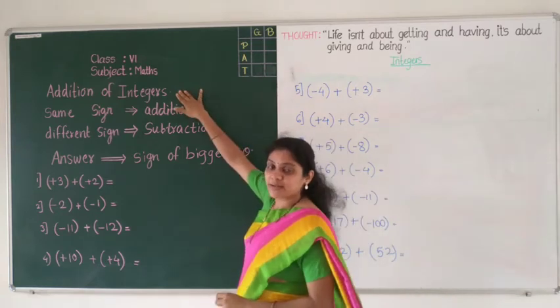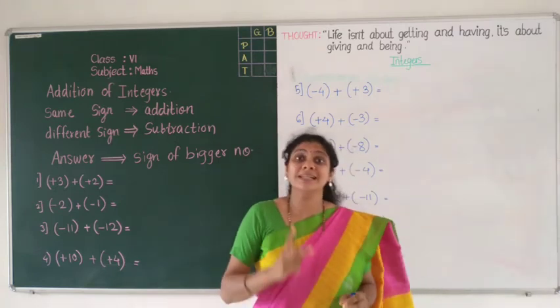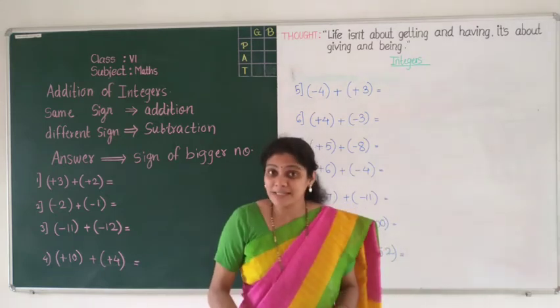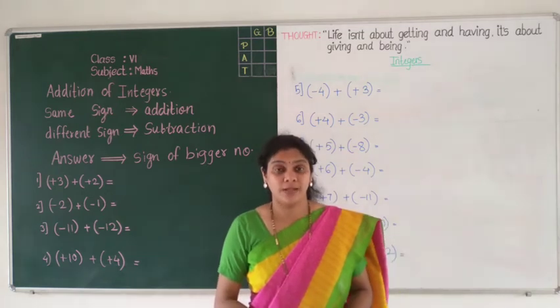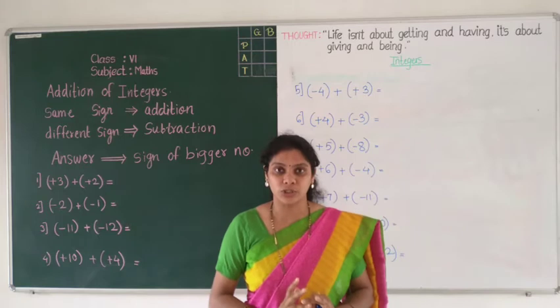Addition of integers. While adding integers, the first step is to observe the signs of the given numbers. If the same signs are there, then we have to do addition. And if different signs are there, then we have to do subtraction.